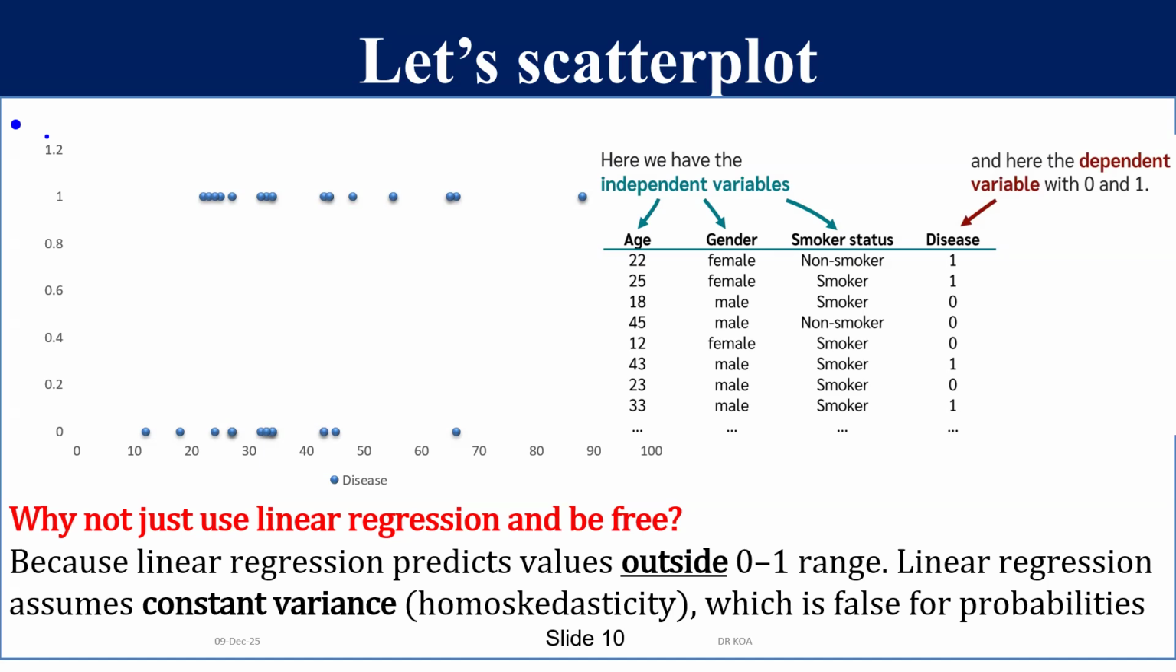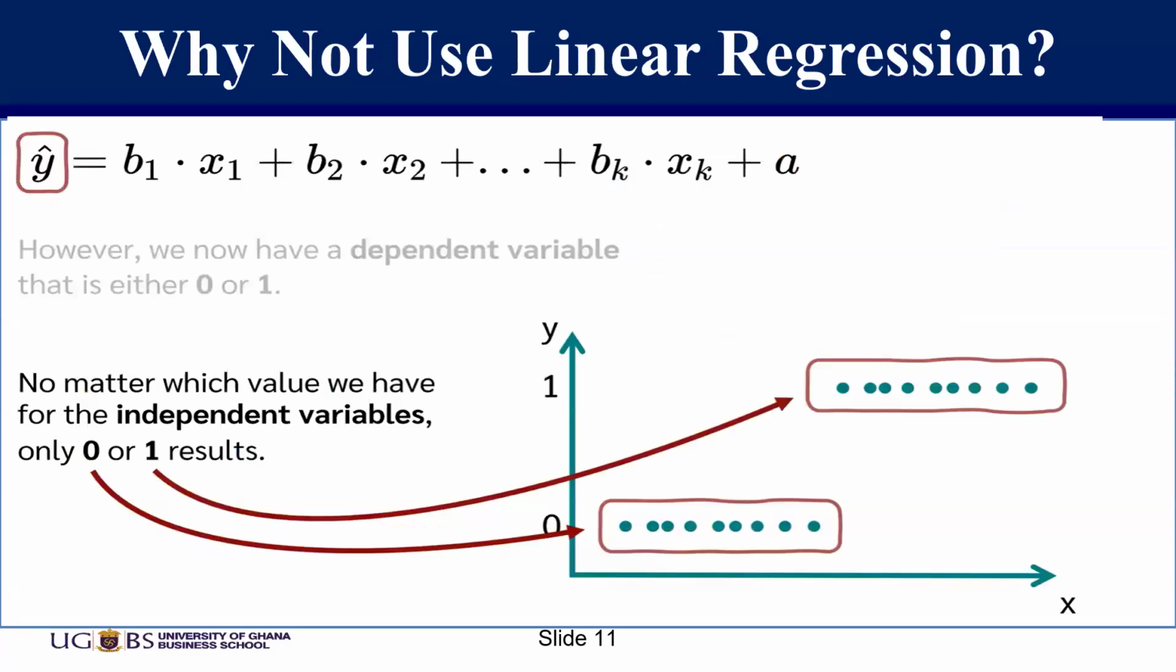Linear regression allows values to be negative or outside 0 and 1, but these values are restricted between 0 and 1. So we can't use linear regression. Also, linear regression assumes homoscedasticity, that the variances are constant. But here, when you check the variances, they are not constant. So why not use linear regression?